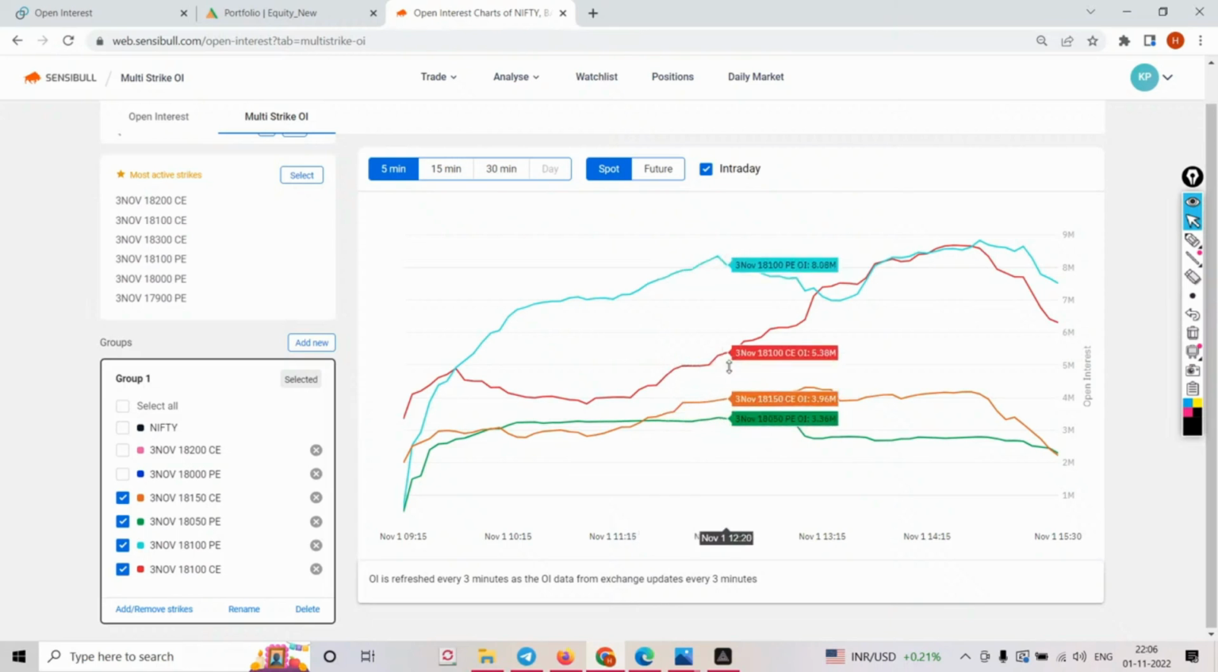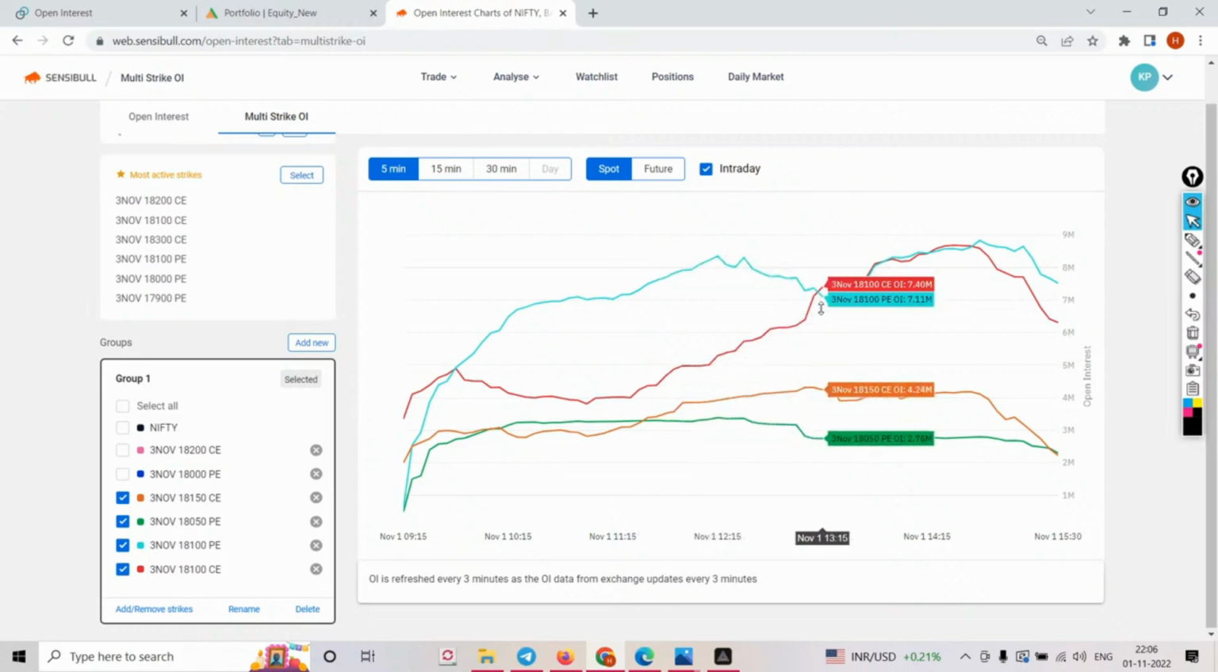Now let me take you to this crossover. Now see, the call has taken precedence. The call is winning now. Second is your put, third is your call. So out of three, two calls are there. That means there is a huge build-up on the call. When we have a huge build-up on the call, what does that resemble? Market is bearish.